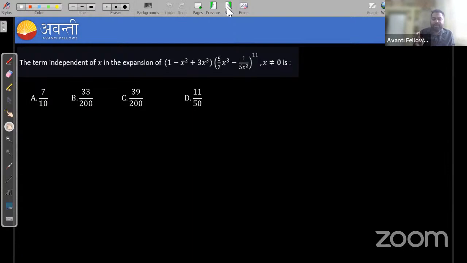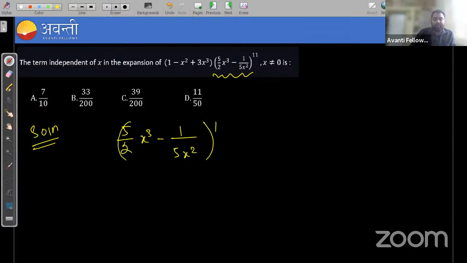So what is the expansion given? See how we can solve this question. First we are taking this expansion and we will try to simplify it. So 5 by 2 into x cube minus 1 by 5 x square whole to the power 11.